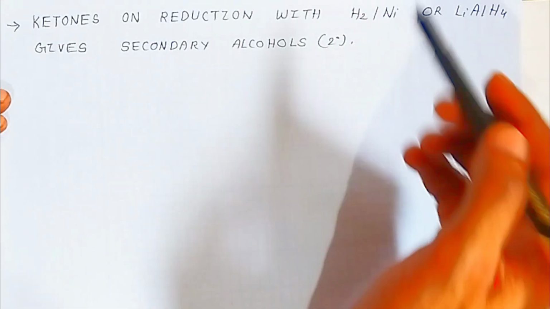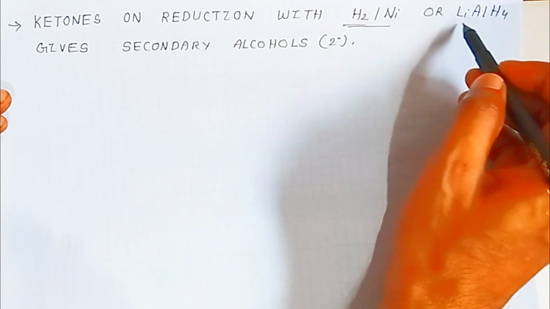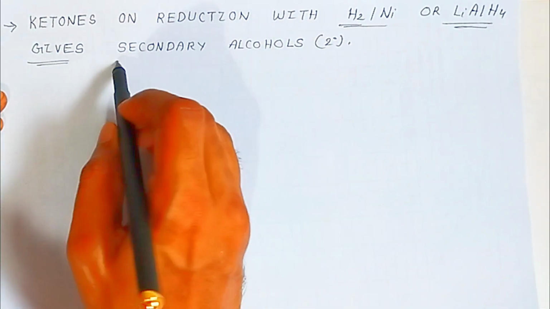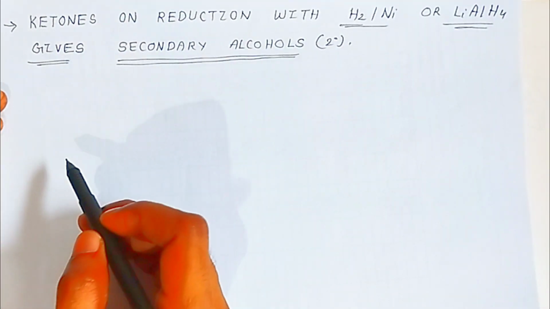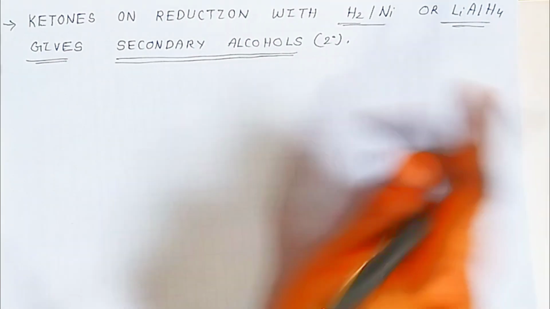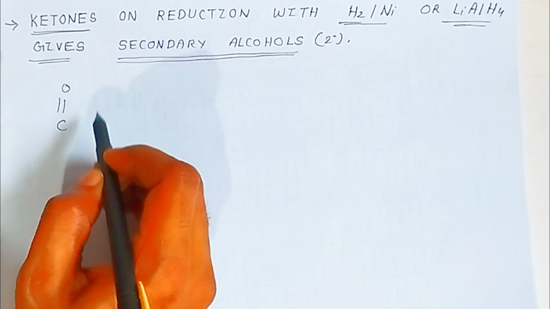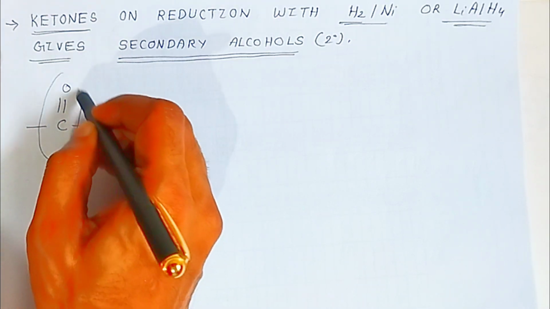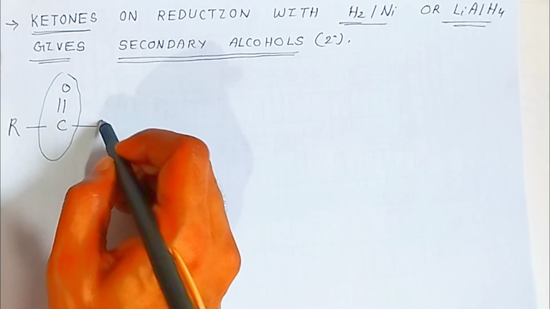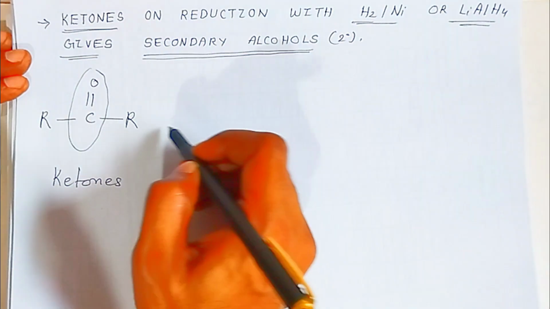Ketones on reduction with hydrogen gas in presence of nickel, or lithium aluminum hydride, give secondary alcohols. Now here is a formation of secondary alcohols. If you want to form the secondary alcohol, students, you have to use ketone. In general, students, the ketone has the carbonyl group. This is a carbonyl compound. It is a ketone because it contains a carbonyl group with both valencies occupied by alkyl groups. So this is the ketone.